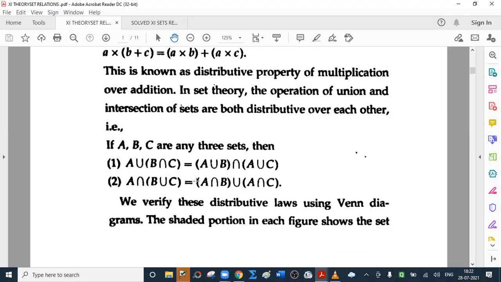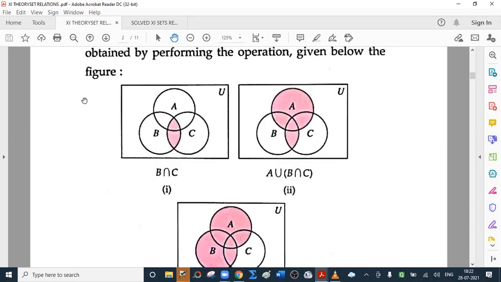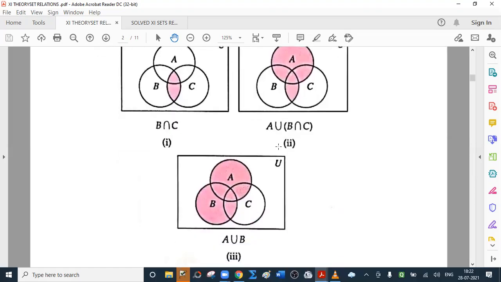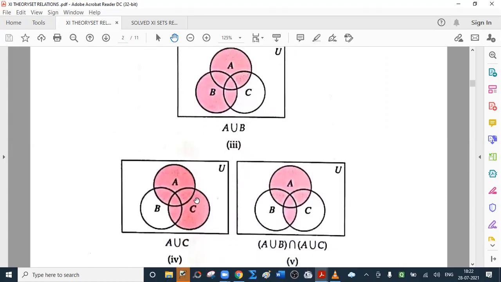This is interesting. The shaded portion in each figure shows the set obtained by performing the operation given below in the figure. B intersection C. Intersection means common elements. Now it's union with A. Union means all elements in A and all elements in B intersection C. One element is to be considered once only. This is not at all difficult. Now, this is A union B. This is A union C. And their intersection. Intersection means common part, common elements.